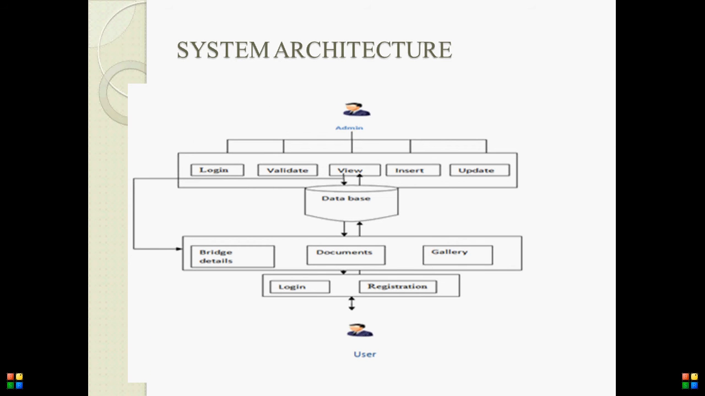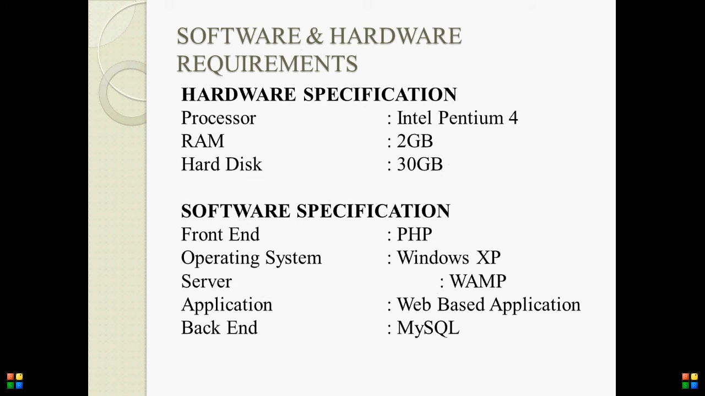System architecture. The system architecture has admin and user. The admin performs login, validate, view, insert, and update data to the database. The user must fill the registration form and then get the user ID and login. The user logs in using the login form, and also gets information about the bridge details, documents, galleries, etc. Software and hardware requirements. In my project, I use PHP as the front end and MySQL as the back end.